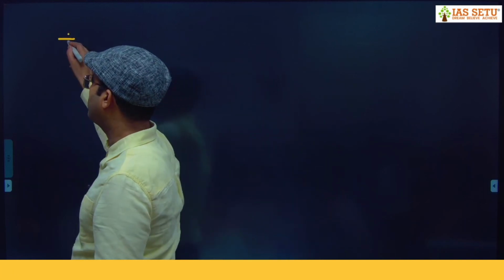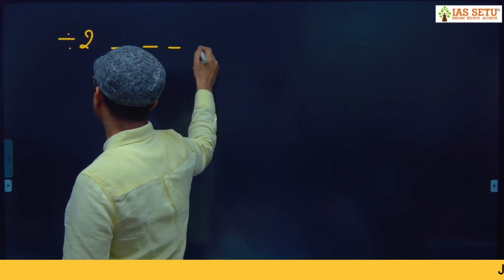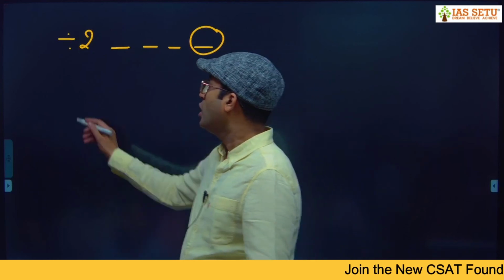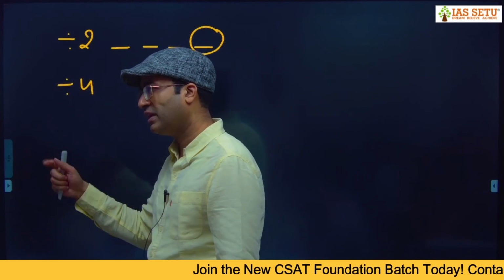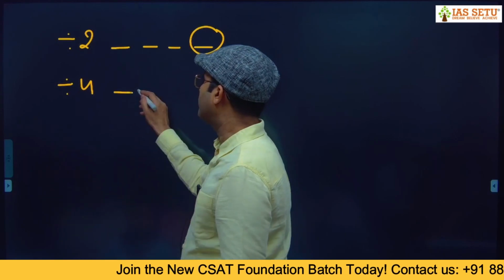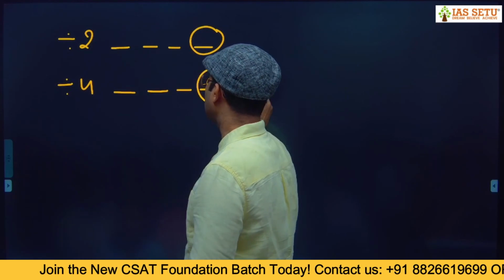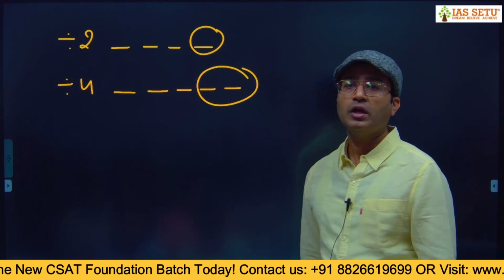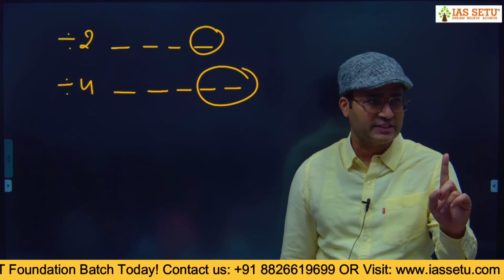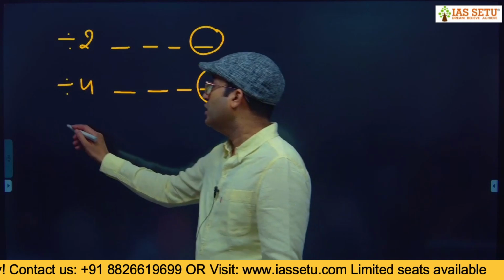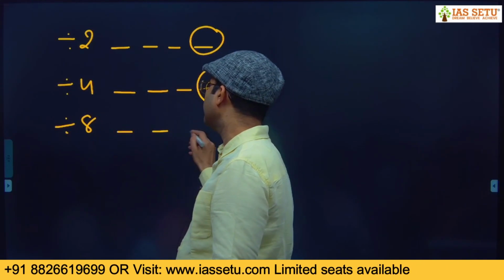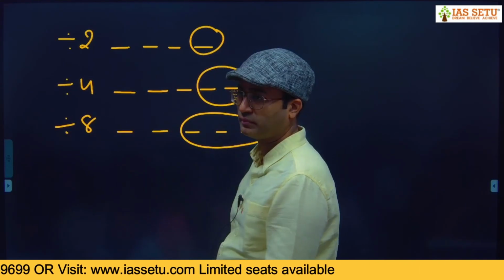See here, for divisibility of 2, we check the last digit. Only the last digit is sufficient. For divisibility of 4, we check the last 2 digits. Divisibility of 2, we need 1 digit at the end. Divisibility of 4, we need 2 digits at the end. Divisibility of 8, we need 3 digits at the end.